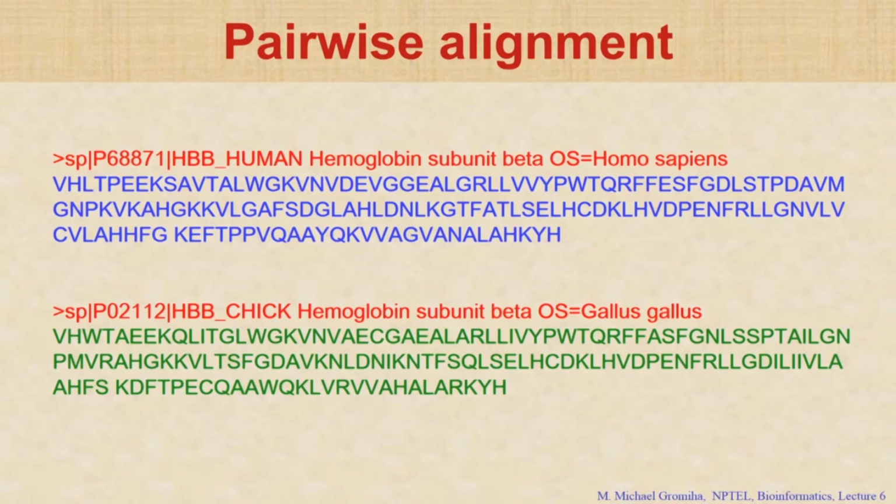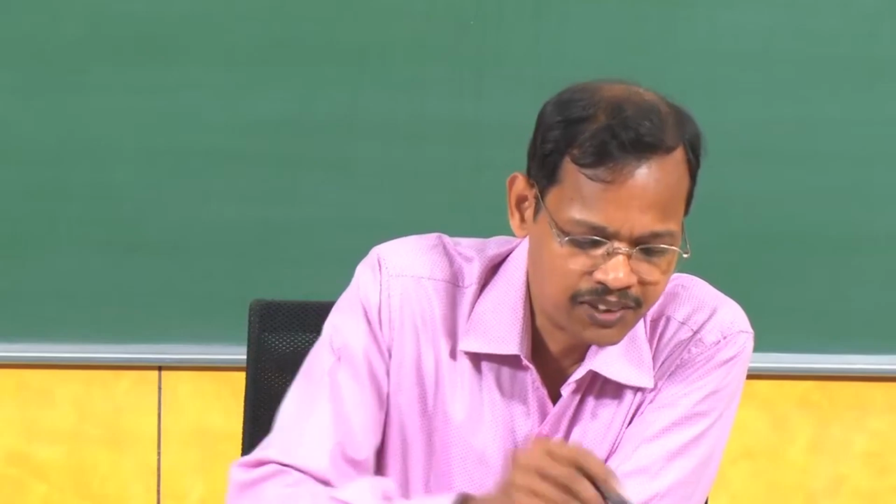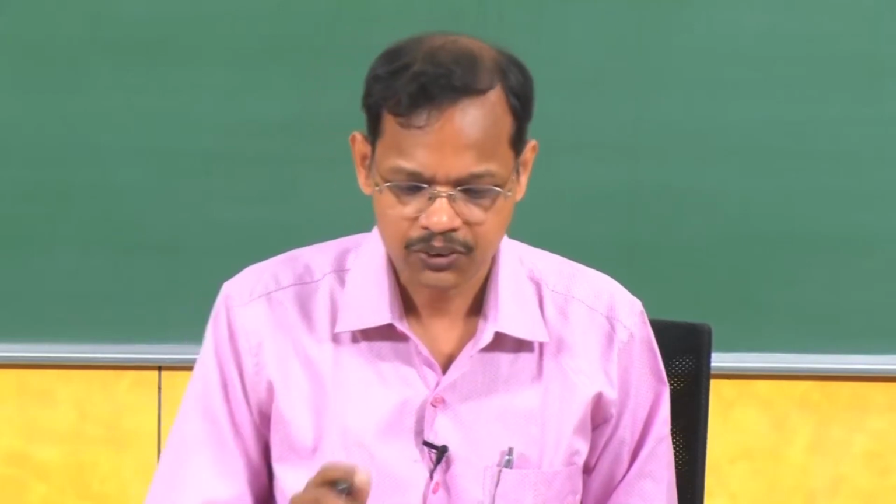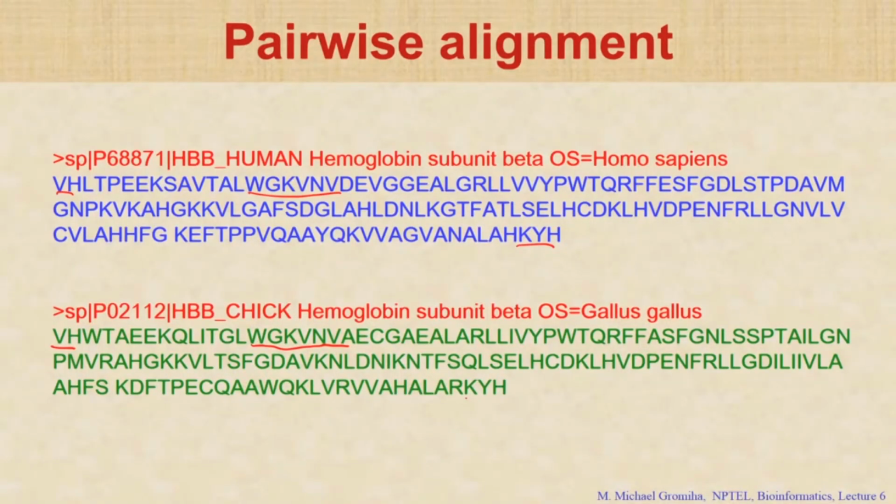If we look into these two sequences, can you see any differences or similarities between them? Here this is similar, and you can see some places, right, W, G, K, V, N, V. When you look with your eyes you can see some cases, but we require an algorithm to quantitate how far these two sequences are similar to each other, which parts of the sequences are similar, and which parts are different. Here again you can see KYH is the same, but here there is a difference.